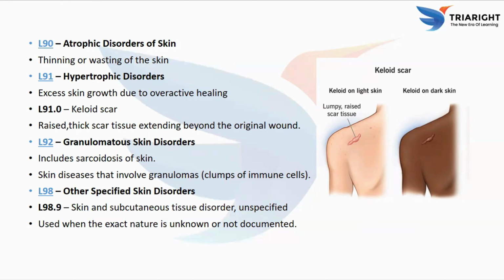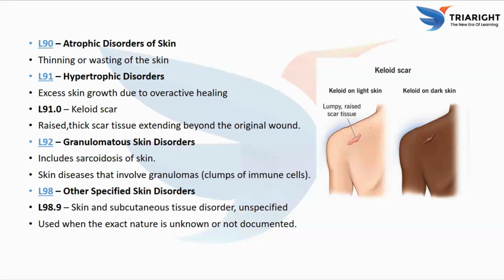For example, keloid scar. So what is a keloid scar? It is a raised thick scar tissue that grows beyond the original wound boundary. So this occurs when the excess collagen is produced during healing. This is most common in darker skin types, but they can occur in all. You can see a picture over here about the keloid scar. This is a keloid scar on the light skin, how it appears, and the keloid on the dark skin. You can clearly see the difference. So keloid scar is assigned as L91.0 ICD-10 CM code.